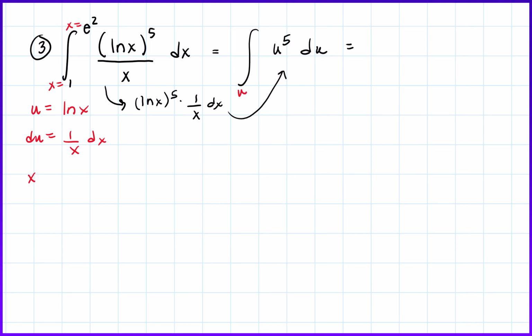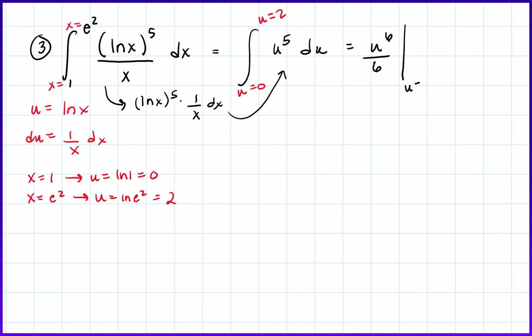So if x is 1, then u is the natural log of 1, which is 0. And if x is e squared, then u is the natural log of e squared, which, of course, the natural log and the exponential cancel out, and that's just 2. So this becomes u to the 6 over 6, evaluated from u equals 0 to u equals 2.